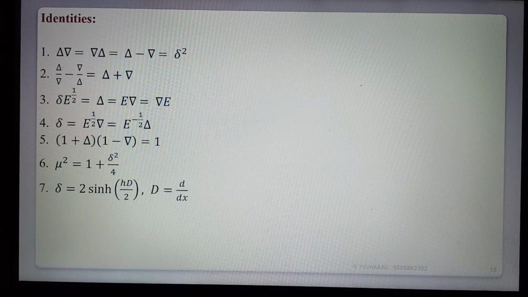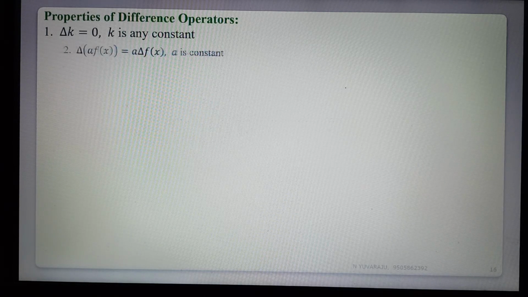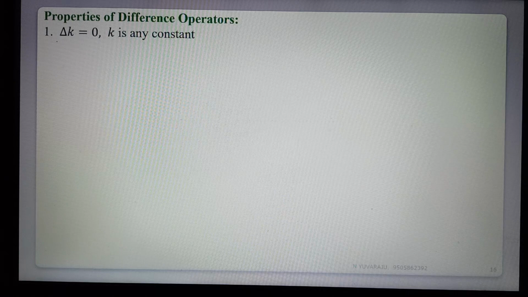So next one, properties of difference operators. Delta k is equal to 0, where delta means the difference operator. So that is delta k is equal to 0, k is any constant. The derivative of a constant in numerical differentiation, that is delta k is equal to 0.